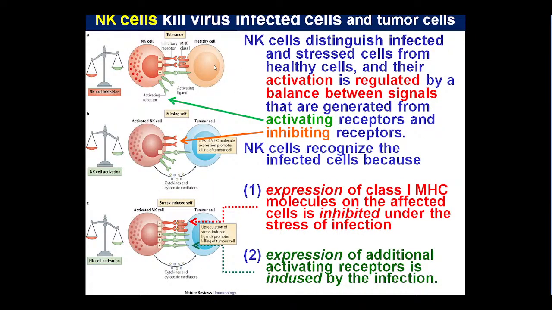How do these processes happen? Natural killer cells are shown on the left, part of the couple, and healthy or target cells on the right. What do we have to know? Natural killer cells distinguish infected and stressed cells from healthy cells, and their activation is regulated by a balance between signals that are generated from activating receptors, shown green, and inhibitory receptors. Inhibitory receptors are orange. Inhibitory receptors interact with the major histocompatibility complex class 1 proteins.